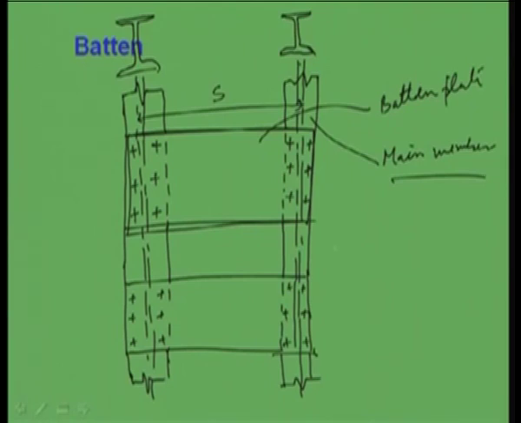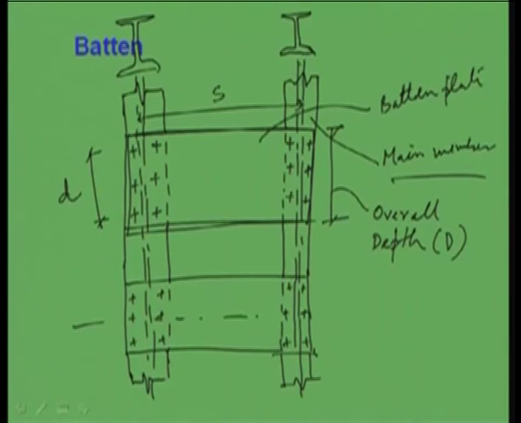Now this depth is called the overall depth of the batten plate, which is written as D, and the distance between the outermost rivets is called the effective depth, d. The spacing of the battens is measured from the middle of this plate to the middle of the next plate, CG to CG, which is denoted as C. And the distance between the two inner riveted groups is denoted as A. So from here to here, this is called A.